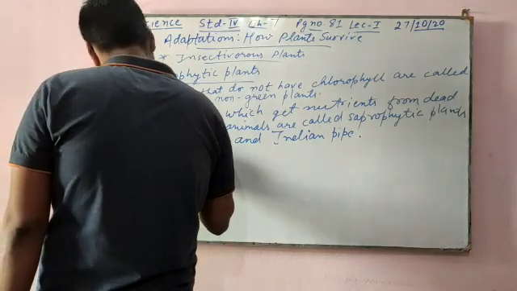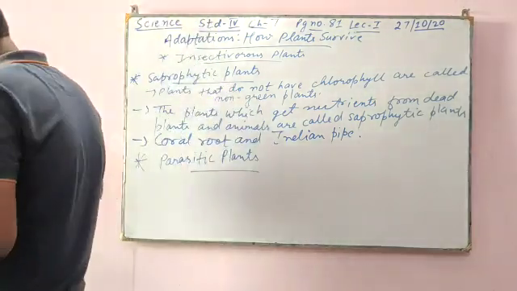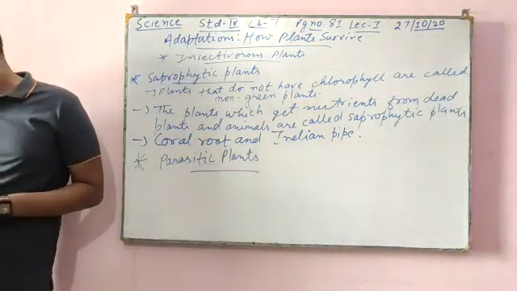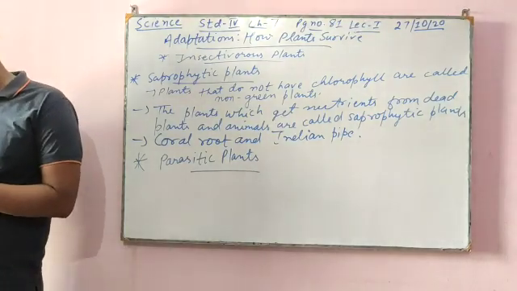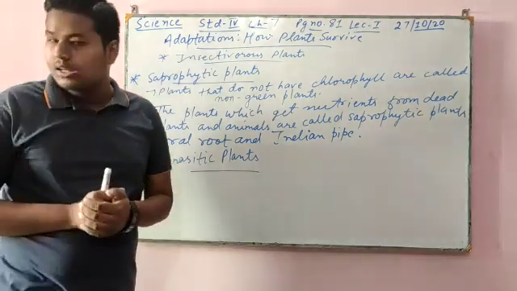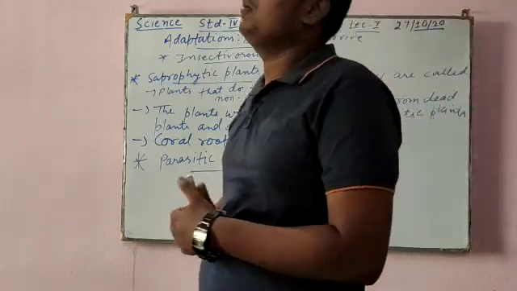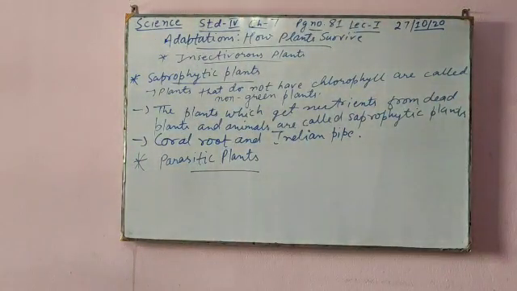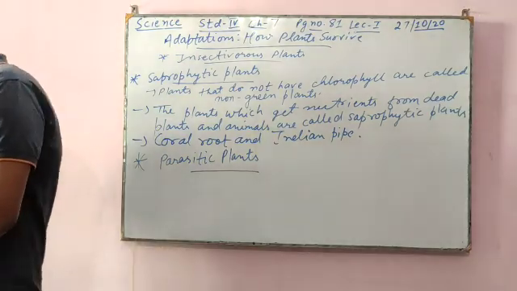Parasitic plants. The next topic is parasitic plants. Some plants cannot absorb nutrients from soil. Instead, they absorb nutrients from other living plants. Maybe some deficiency is there, that's why they are not able to absorb nutrients from the soil. So they absorb nutrients from other living plants, and these plants are called parasitic plants.